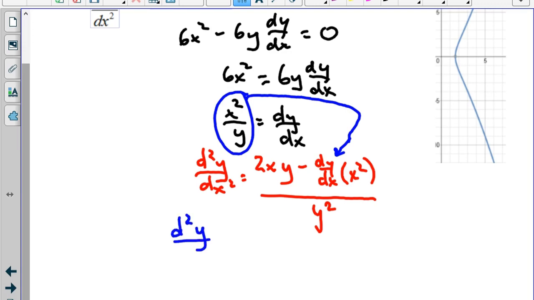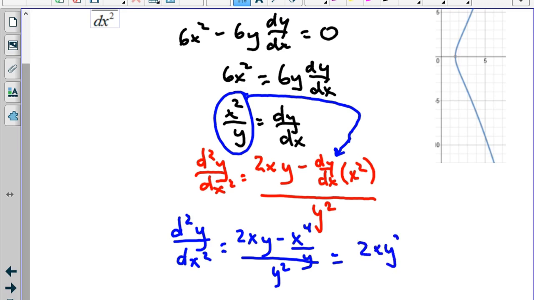So let's practice doing that a little bit. d squared y over dx squared equals 2xy minus x squared times the other x squared is x to the fourth over y, all over y squared. And we're still going to have to do a little bit of simplification. So we'll multiply the entire numerator and denominator by y. Multiplying by y over y is really multiplying by 1. So we have 2xy squared minus x to the fourth all over y cubed. So that's our d squared y over dx squared.